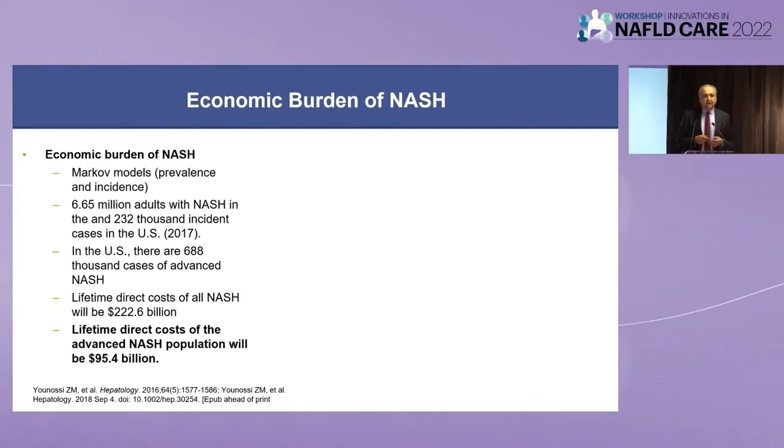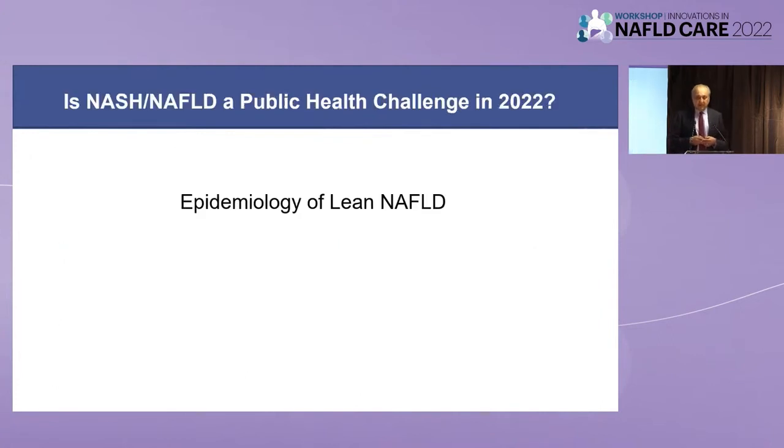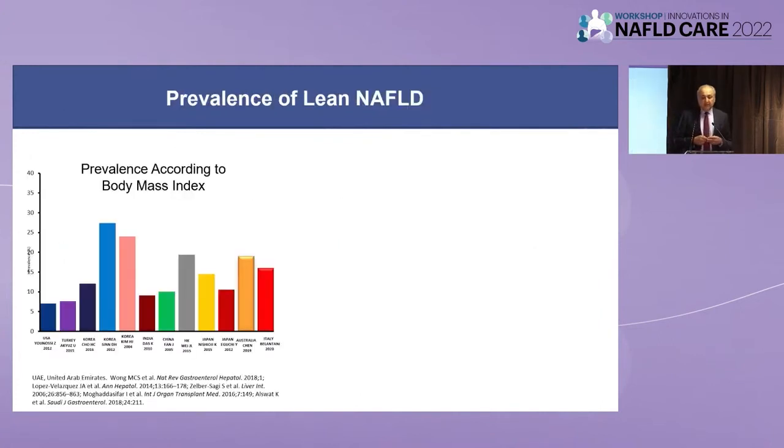Economic burden, we've done about 5 or 6 economic analyses looking at a Markov model. This was our earlier study, presented last year at the Liver Meeting. And as you can see, the vast majority of the cost associated with NAFLD, this is a 20-year cost, was in more advanced patients, as you would expect, or obese patients. But there is also a substantial $48 million associated with even non-lean, non-obese NAFLD. And the cost increases with age, as you would expect, just because we probably would have more advanced liver disease as you age.